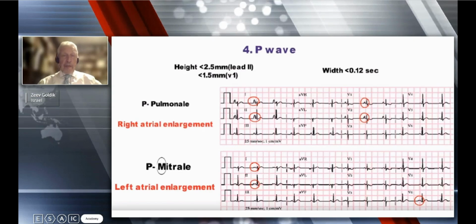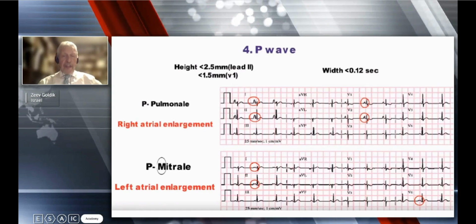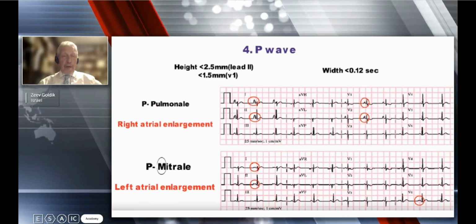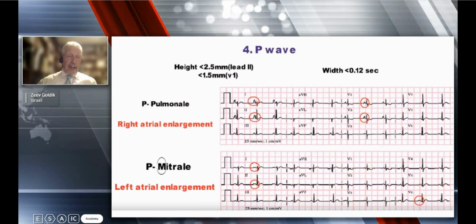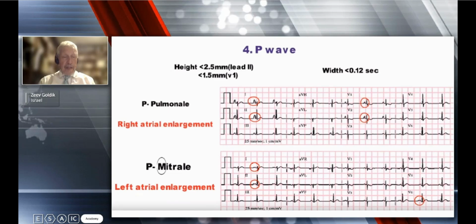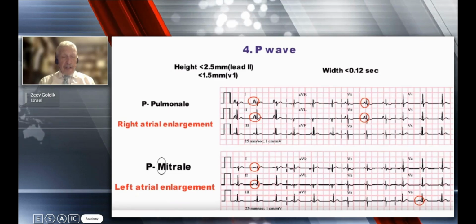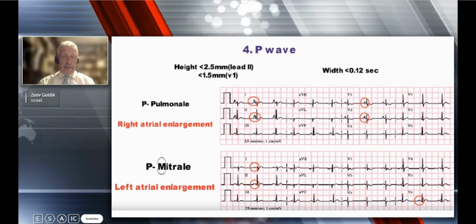The fourth step is the P wave. You can see here an example of a P pulmonale when a right atrial enlargement is present. The second example is a P mitrale where the P wave has a shape of an M, and this is showing us a left atrial enlargement.